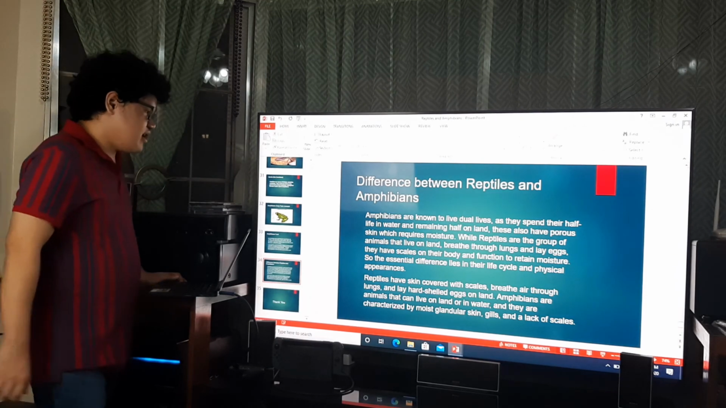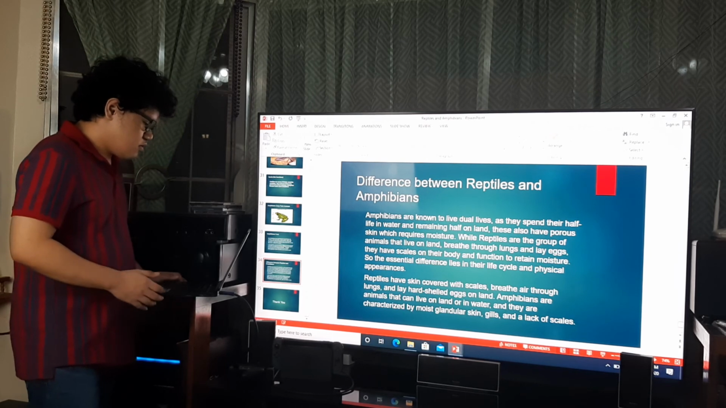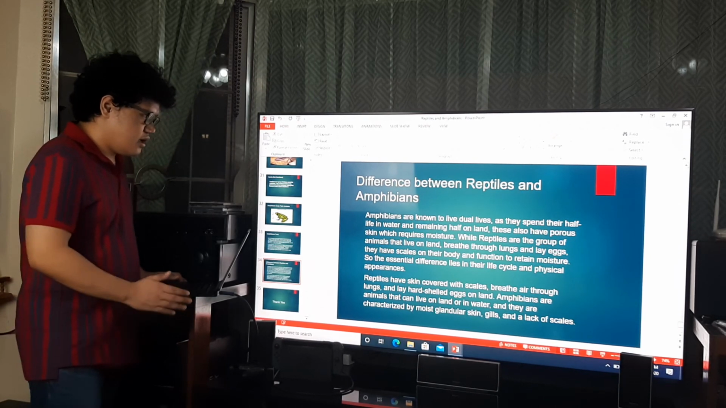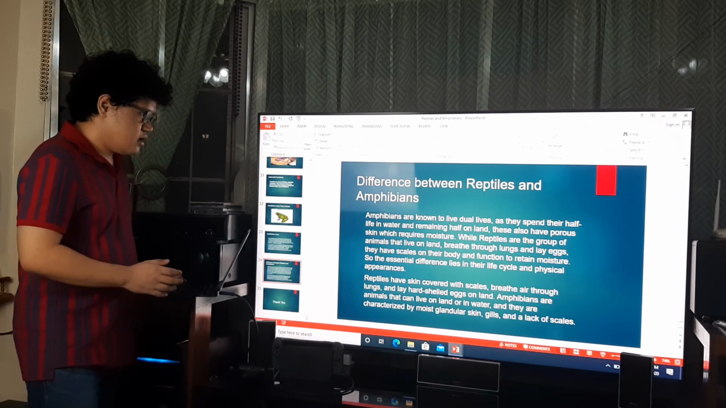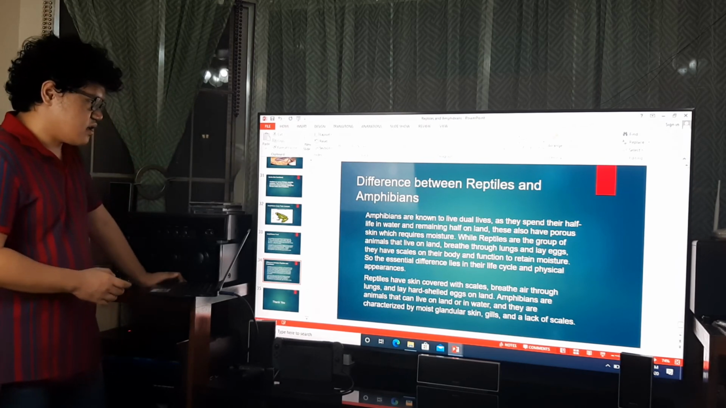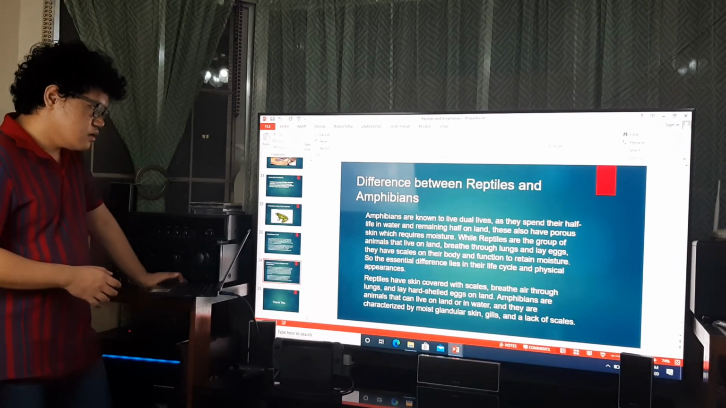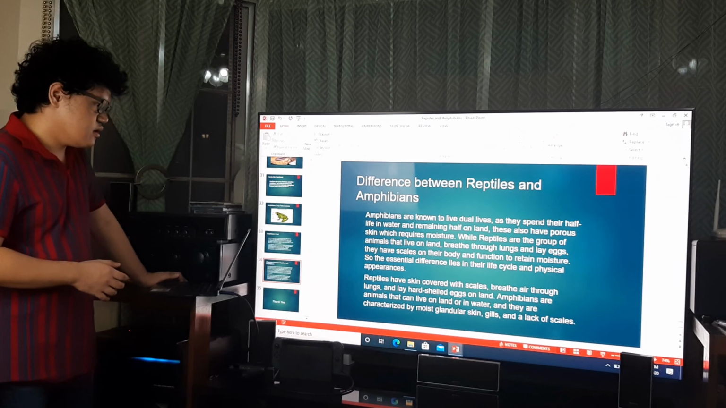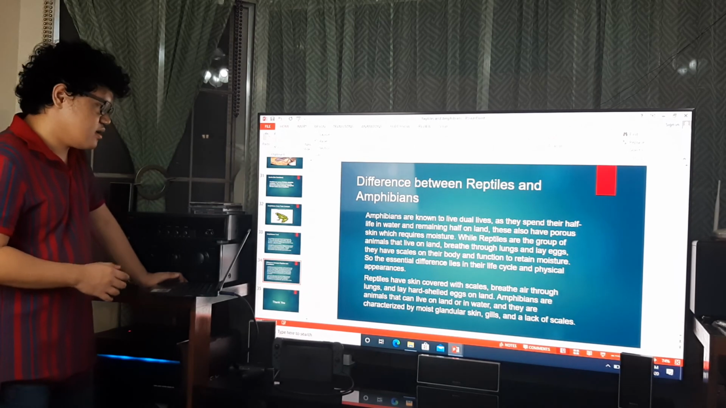Difference between reptiles and amphibians. Amphibians are known to live dual lives, as they spend half their life in water and the remaining half on land. They also have porous skin, which requires moisture, while reptiles are the group of animals that live on land, breathe through lungs, and lay eggs. They have scales on their body that function to retain moisture. So the essential difference lies in the life cycle and physical appearances.